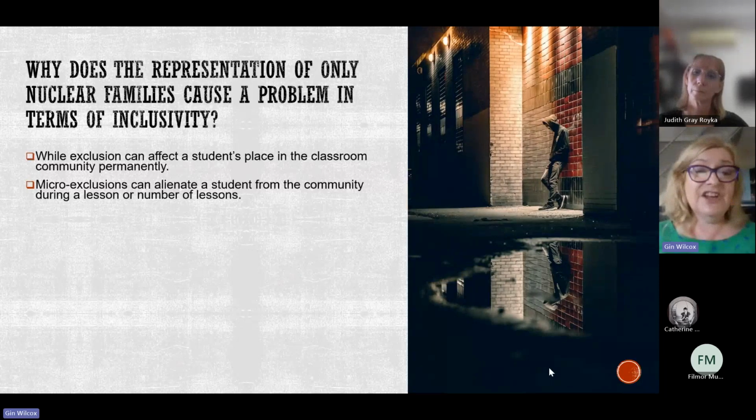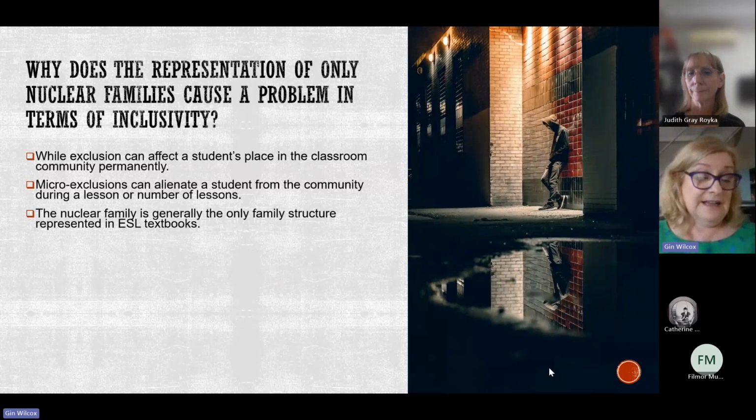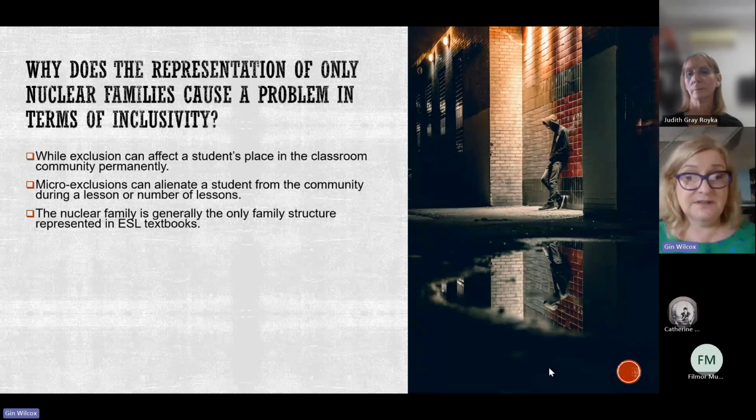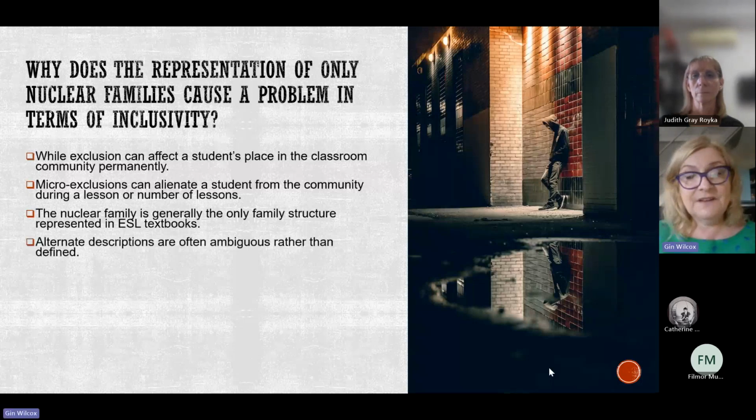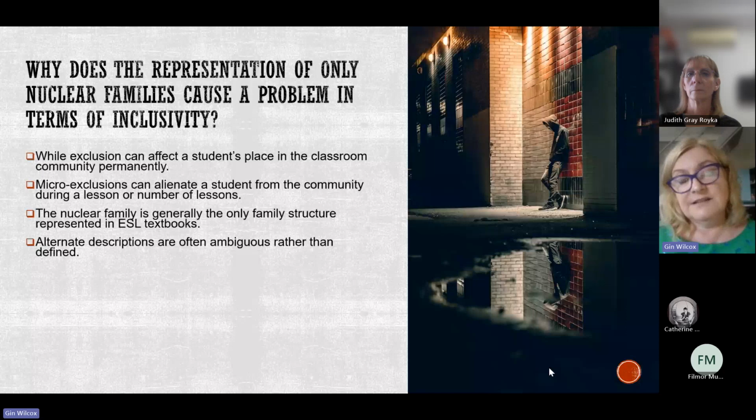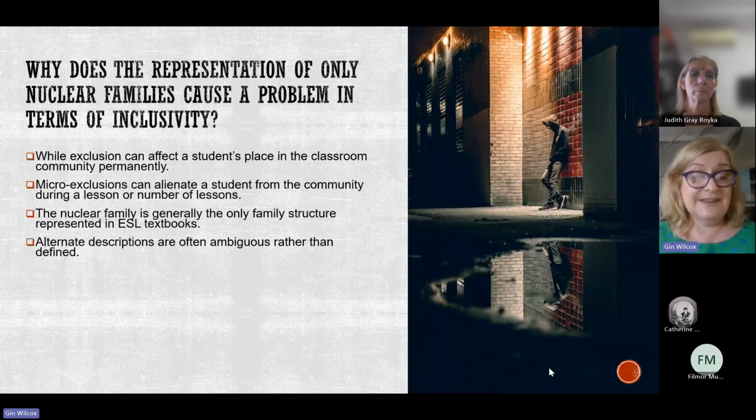However, even a cursory glance at the course books used in an ESL classroom shows the absolutely predominant family structure is a nuclear family, a heteronormative nuclear family. And the relentless reinforcement that this is a model family can really be problematic. Even when there are alternate descriptions offered, these are often ambiguous rather than definite.